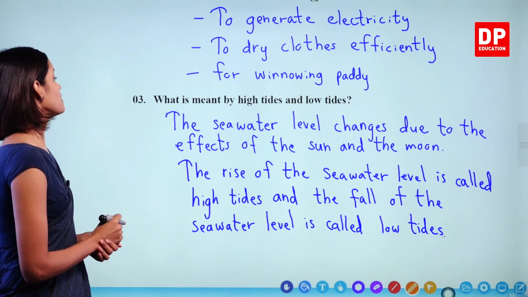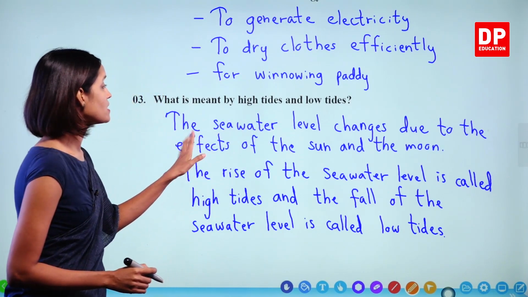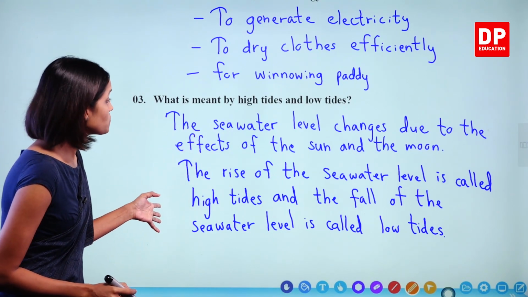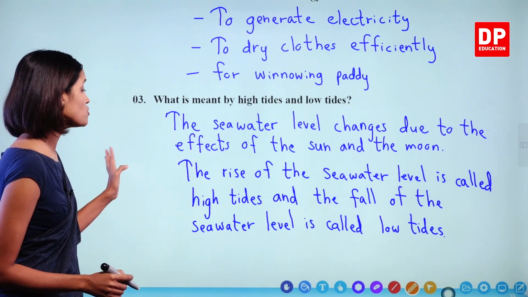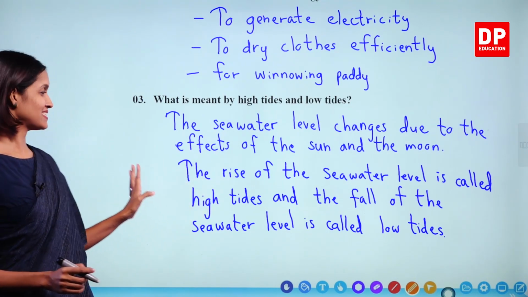Okay, children? The seawater level changes due to the effects of the sun and the moon. The rise of the seawater level is called high tides and the fall of the seawater level is called low tides. Okay?